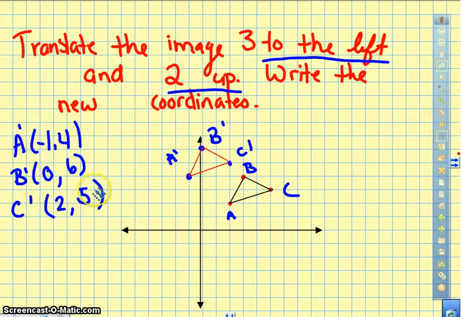I always encourage you, after you do it, just to count real quick again. 1, 2, 3, 1, 2. Make sure you're going the right direction. I went to the left and up, just to make sure you weren't supposed to go, for example, left and down. Okay, reread those problems.